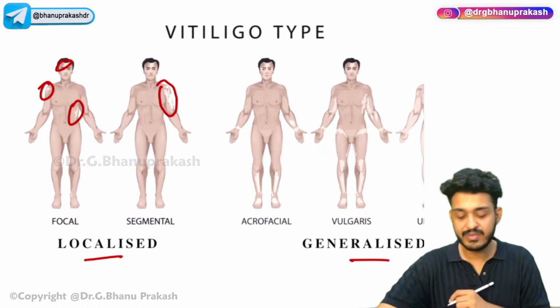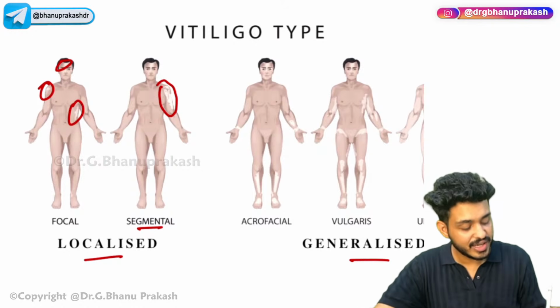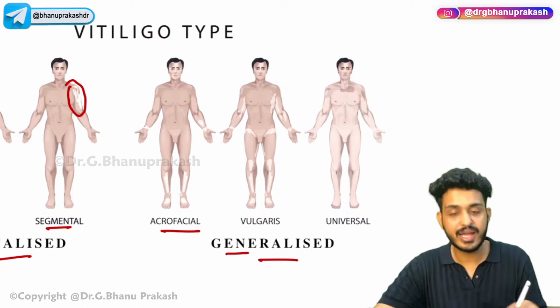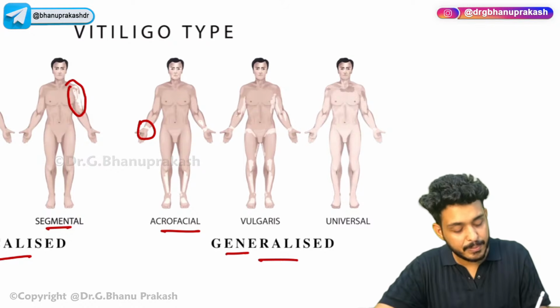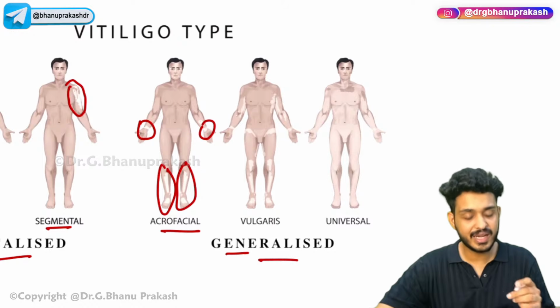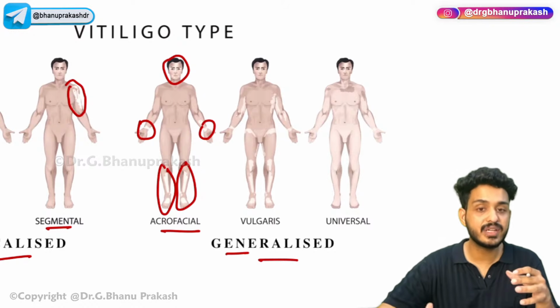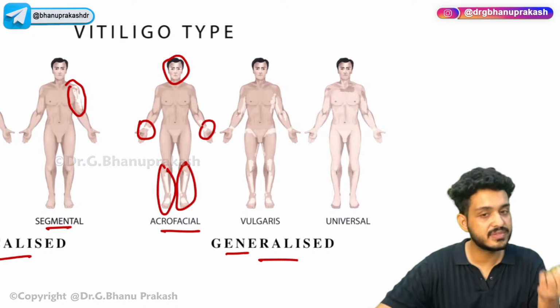Along a nerve segment will be segmental. In generalized, we are having acrofacial. Generalized will be bilateral. Look here, generalized will be bilateral. This is how you will be identifying. Acrofacial means acro means extremities of the body, and facial means face will be involved.